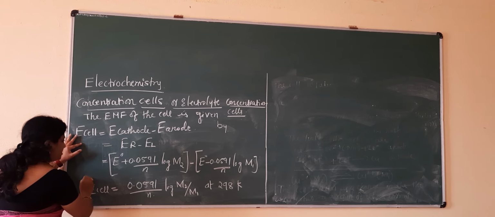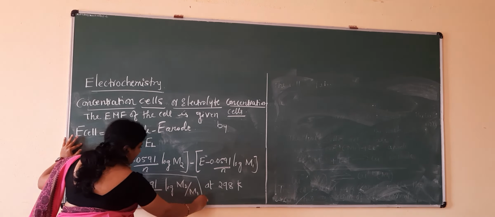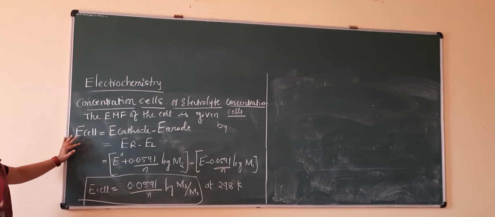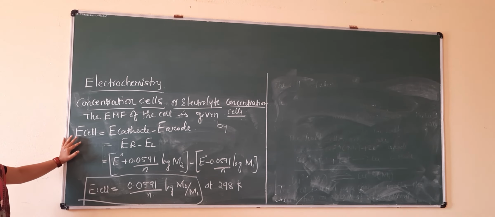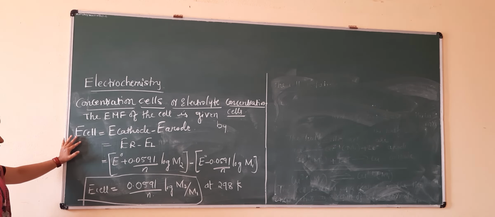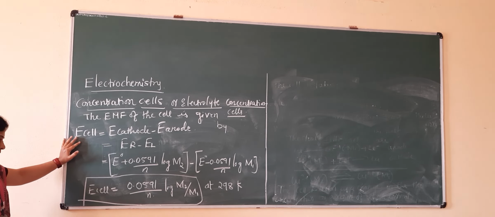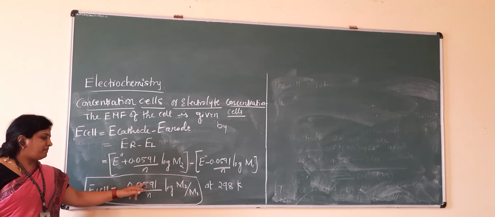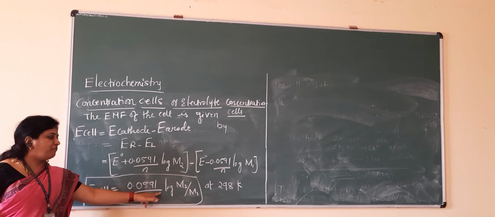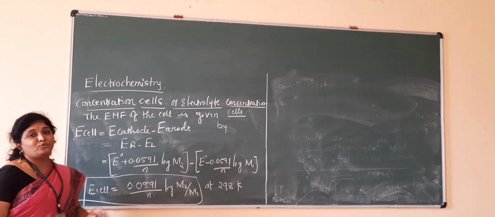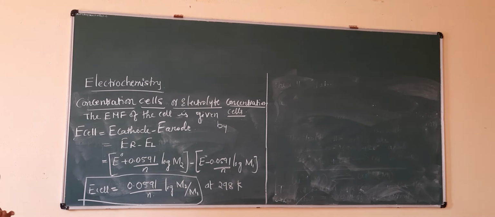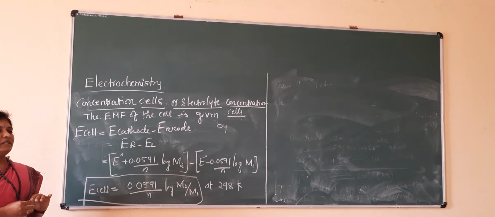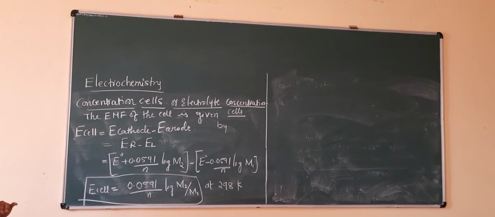So the concentration cell formula, you can see here, with the help of this formula, we can calculate the potential of the cell by using this formula, that is E of cell is equal to 0.0591 by n log of M2 by M1, where M2 is greater than M1. With the help of this formula, you are able to calculate the potential.